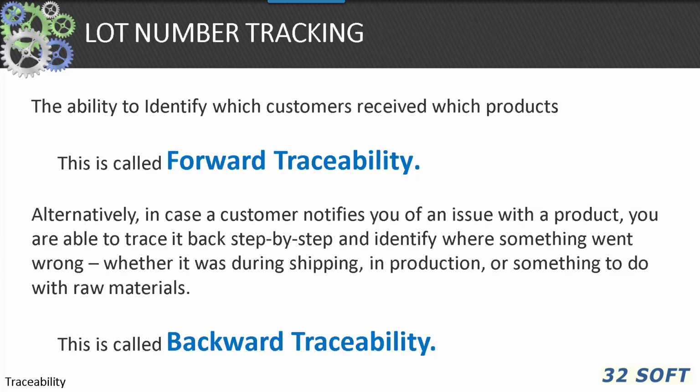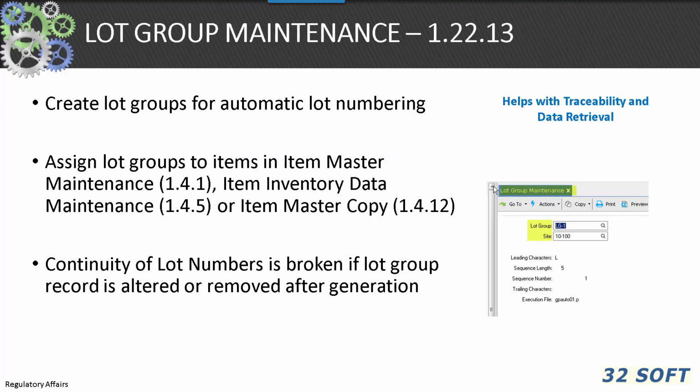In QAD, there are two types of lot tracking. What is called forward traceability, who did we sell this to and where is it now, and backward traceability, what was it made of and who touched it. You want to be able to do both.